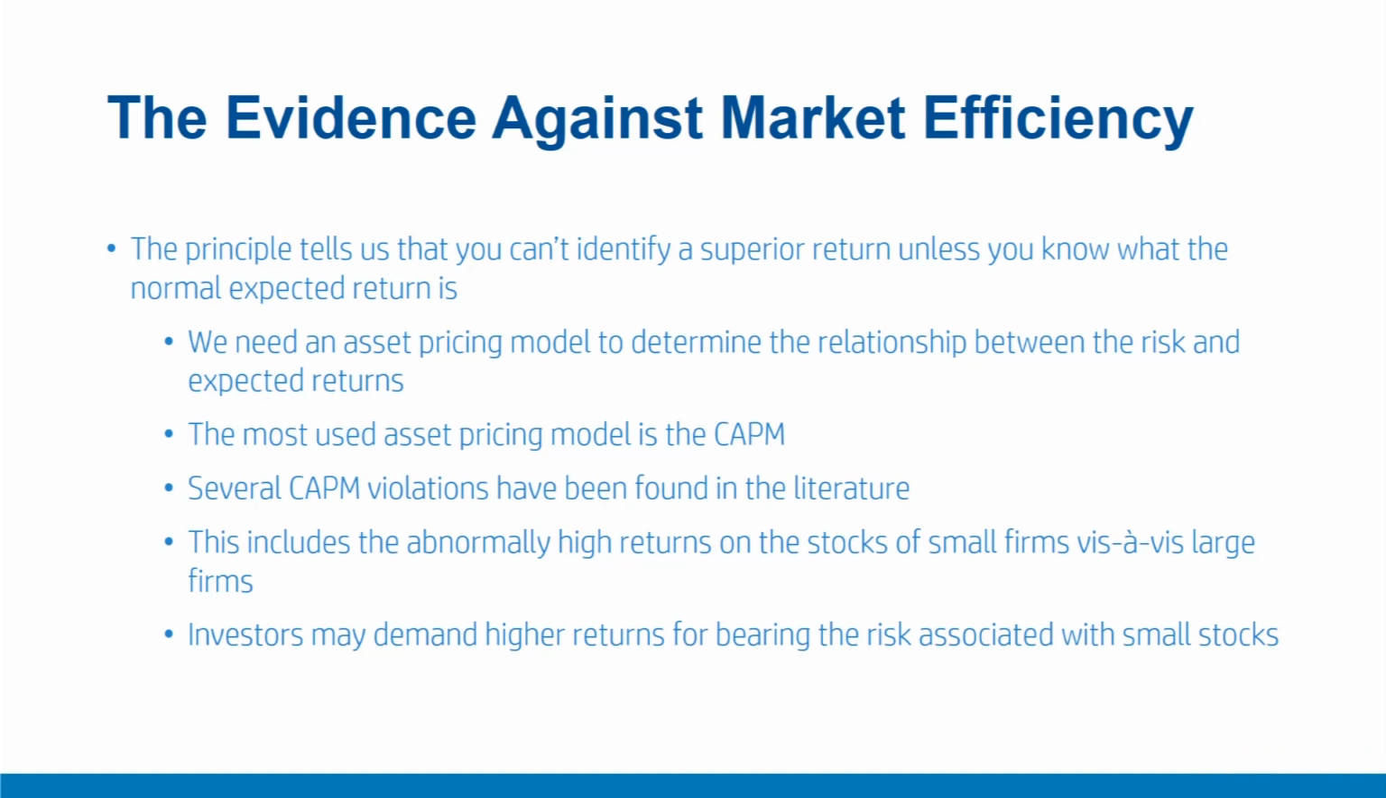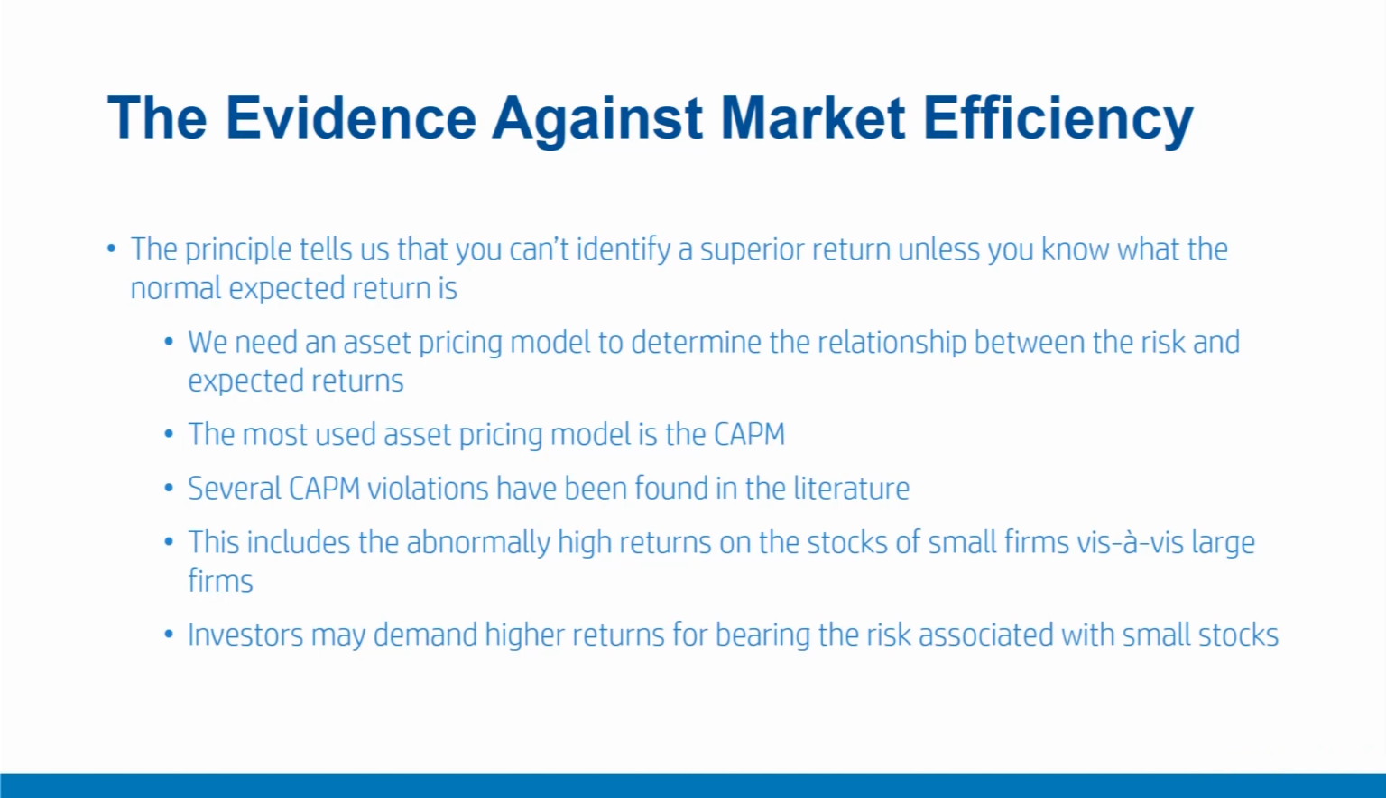The most commonly used asset pricing model is CAPM. A number of CAPM violations have been found in the literature. This includes the abnormally high returns on the stocks of small firms vis-a-vis large firms. Now, this may mean one of several things. First, it could be that investors have demanded a higher expected return from small firms to compensate for some risk factor that is not captured in the simple capital asset pricing model.